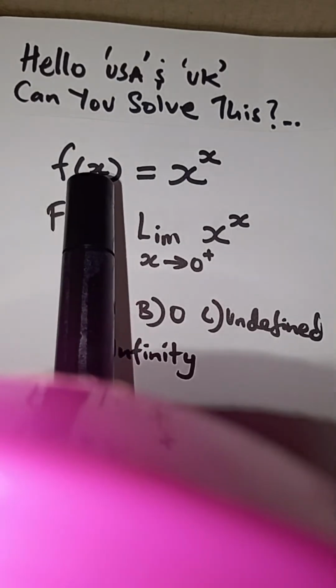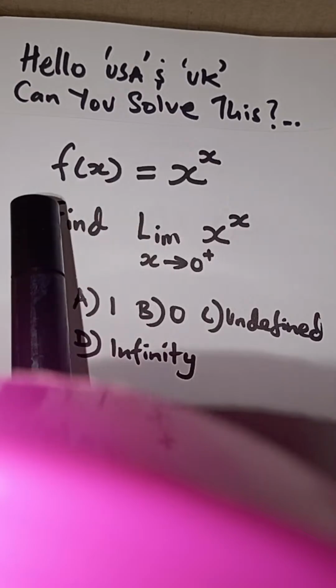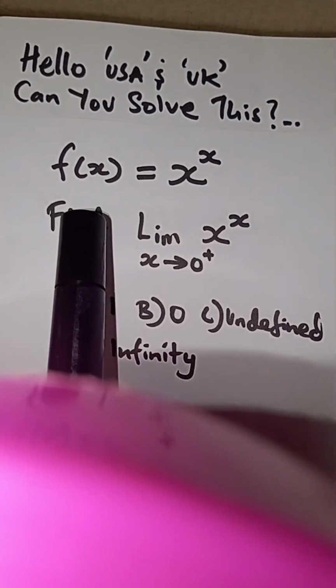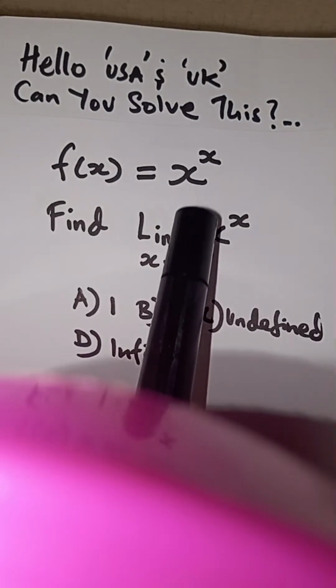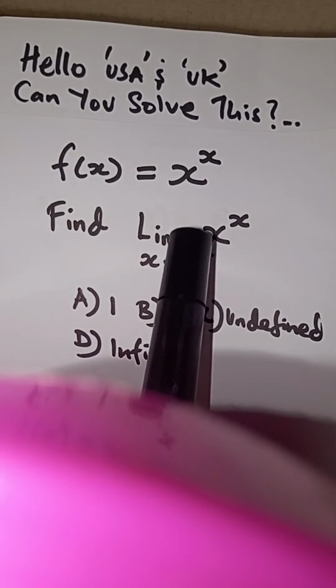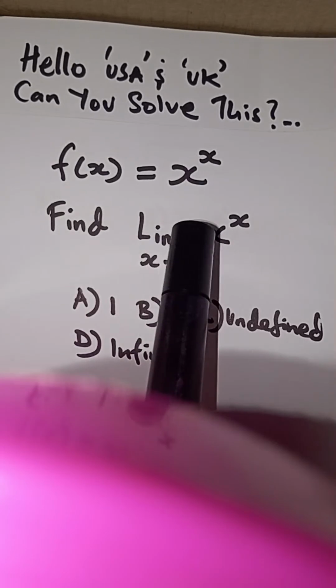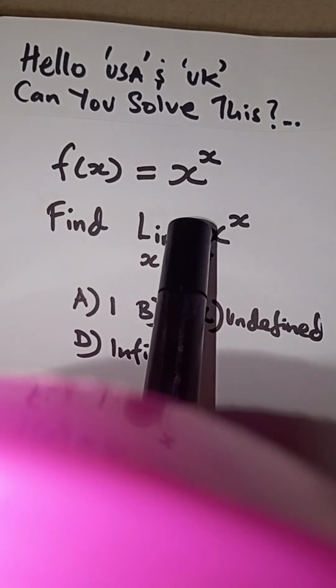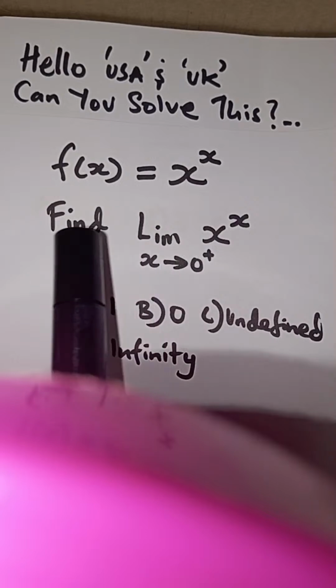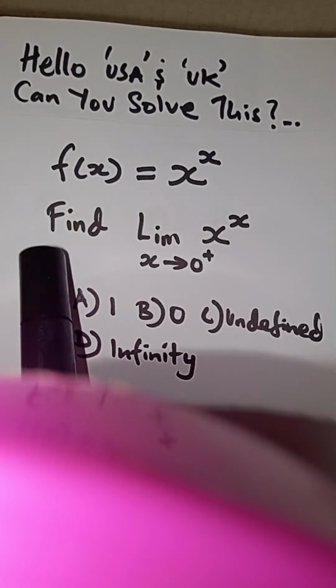And here we are told that a function of x is equal to x to the power x. Then find the limit as x goes towards the positive side of 0. So do you have a difference between tackling this question from the positive side and from the negative side? Will the limit remain the same?